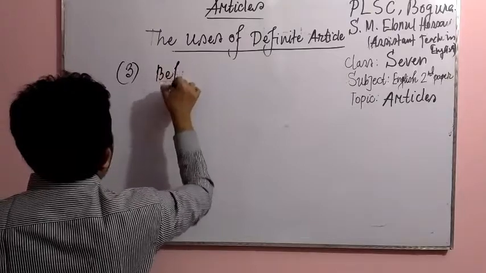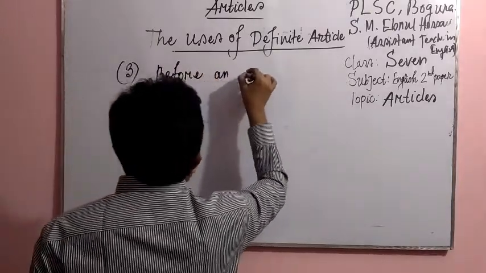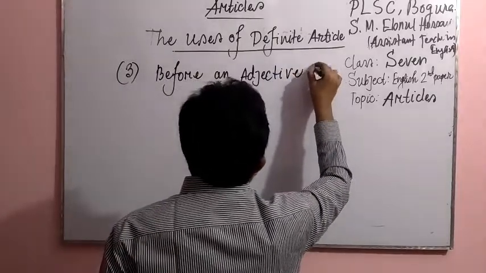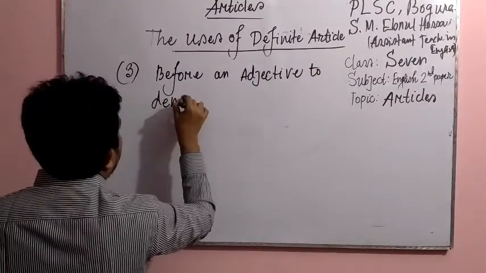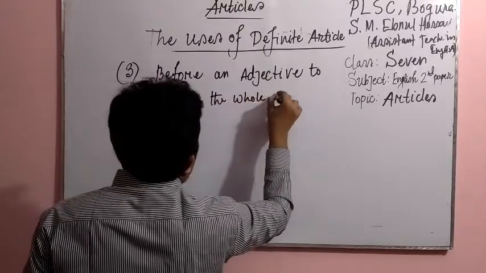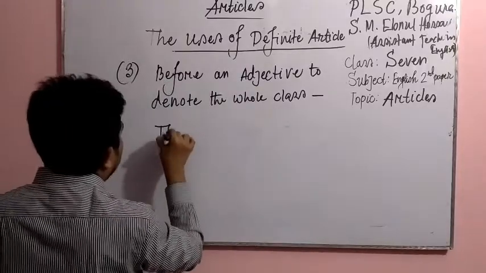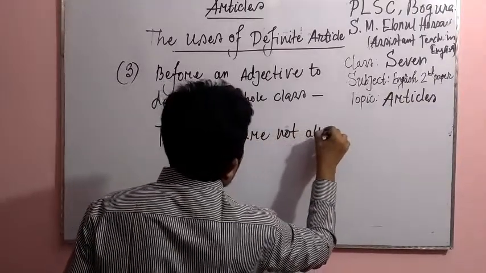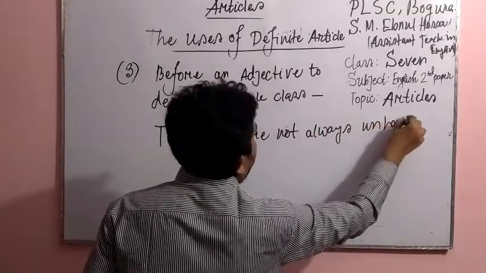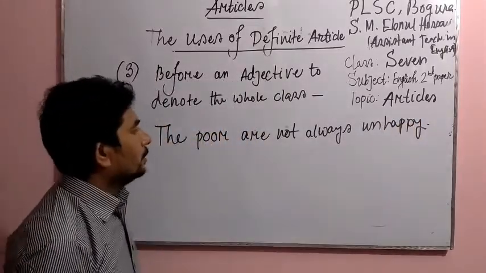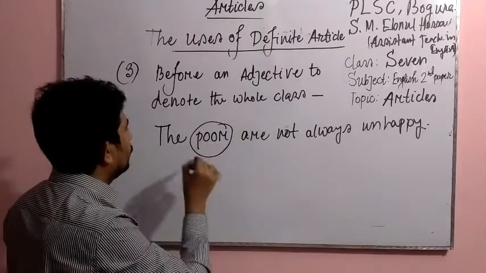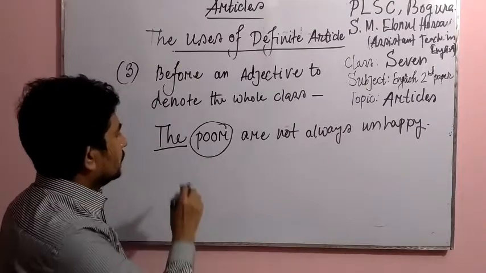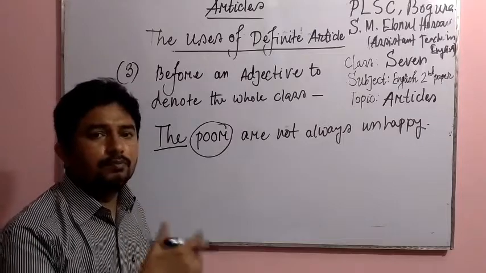Before an adjective to denote the whole class. That means the poor are not always unhappy. The poor are not always unhappy. Here the adjective poor, and the definite article the is used before an adjective poor. So here the poor means the whole class of poor people.